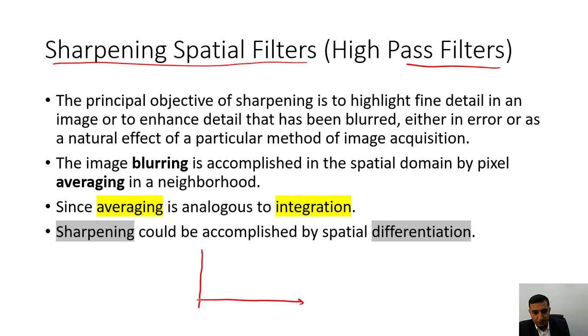This was my frequency. It will have a response something like this. The low frequency values will be suppressed and the high frequency values will be further enhanced. So the principal objective of sharpening is to highlight the fine details, whereas the principal operation of the smoothing filter was to suppress the lower details, which may be considered as noise. But if your image is noise free and you want to enhance the fine details, then you are going to use a high pass filter.